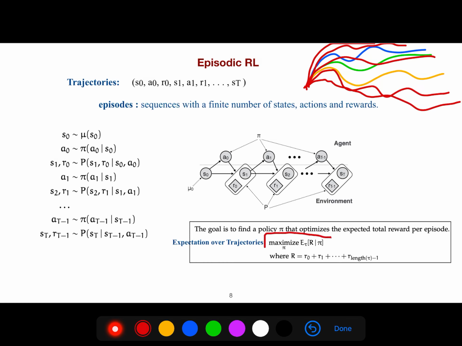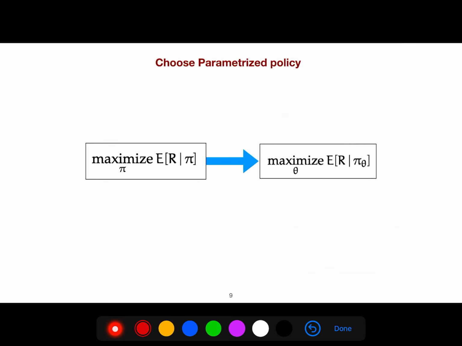So we still want to maximize the expected return given your policy. Among all policies, the total return, the total reward, is the reward of all of these small steps until the final horizon. The horizon could be infinite, but we assume that h is finite. So we have a finite number of states, actions, and rewards.